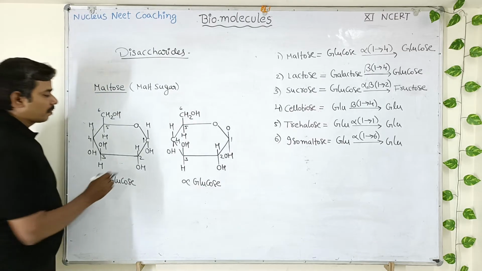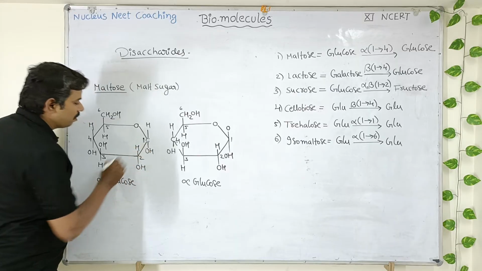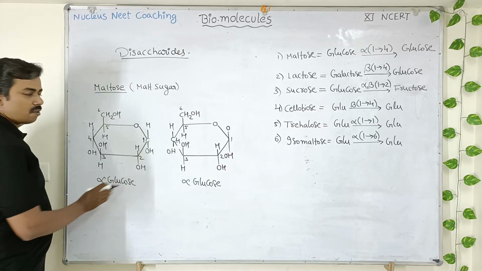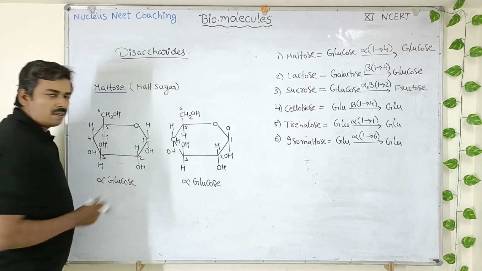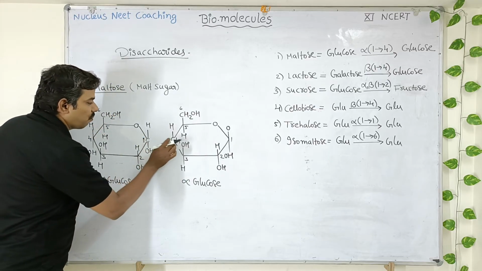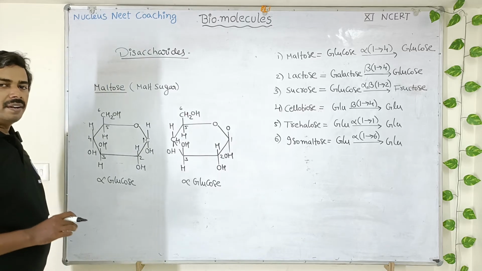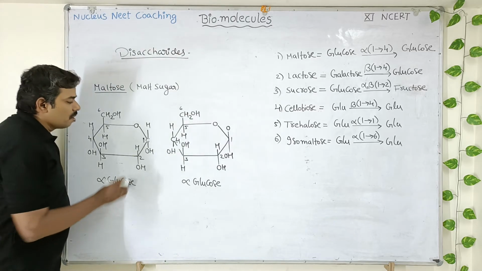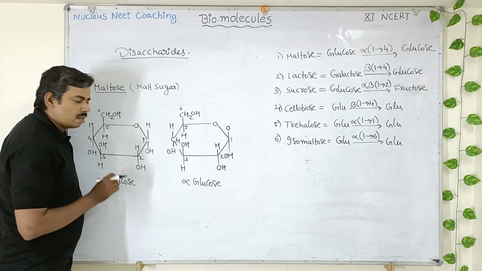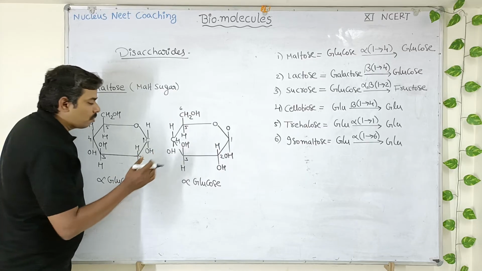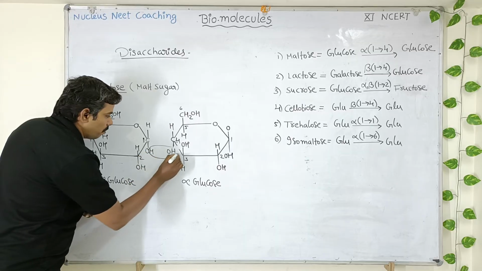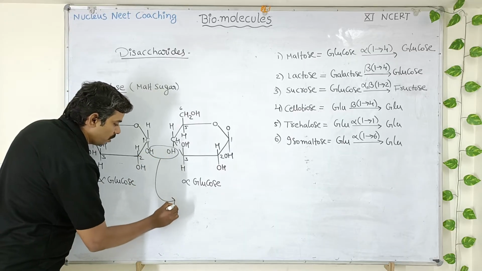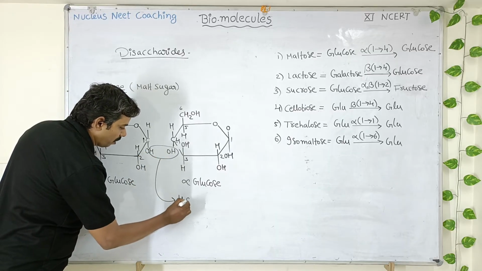Look here, this is the first carbon of our alpha glucose. This is the fourth carbon of another alpha glucose. So these first and fourth carbons are going to interact in bond formation. Both of them have OH groups. When these two molecules come close enough, what happens? A water molecule will be removed.